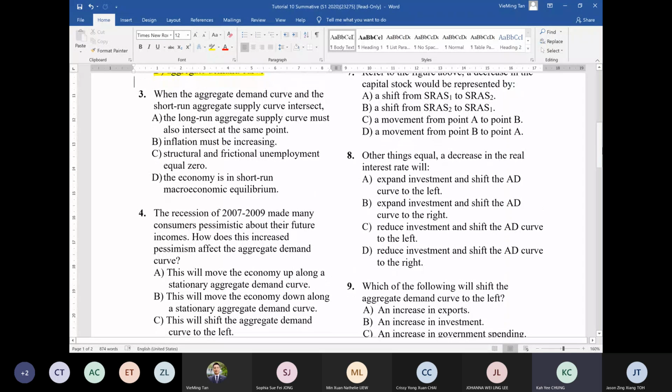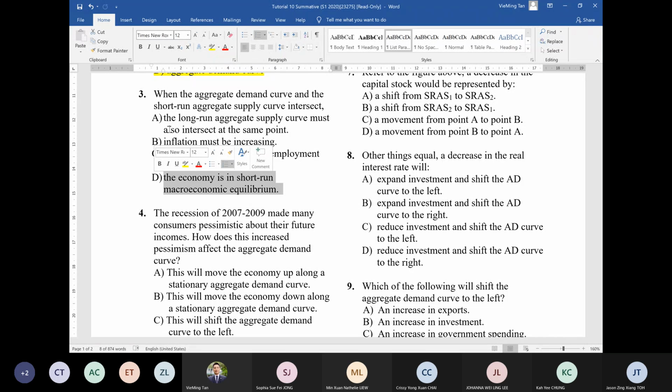When the aggregate demand curve and the short run aggregate supply curve intersect, the economy is in short run macroeconomic equilibrium. Correct. So the answer is D, Denmark. If the AD and the short run AS intersect, meet each other, then that is the point whereby the economy is achieving macroeconomic equilibrium.